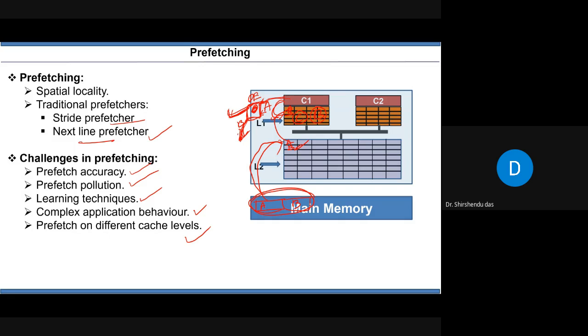And again, we'll also discuss security issues in prefetching, meaning how a person can do a DoS attack on prefetching if he knows the internal logic of the prefetching. So all these things we'll discuss. But one point here, you can see I've written first, spatial locality.